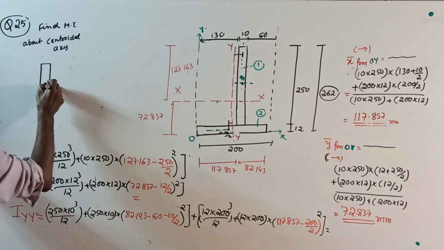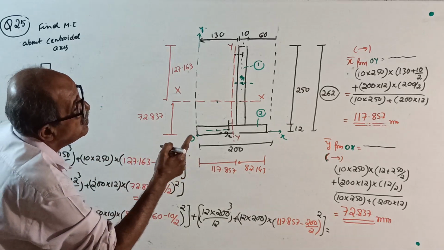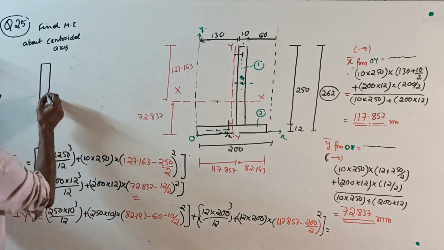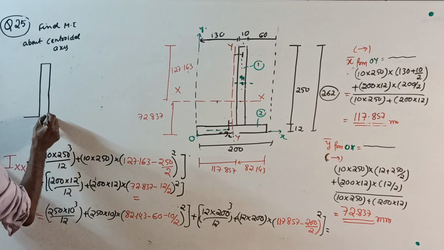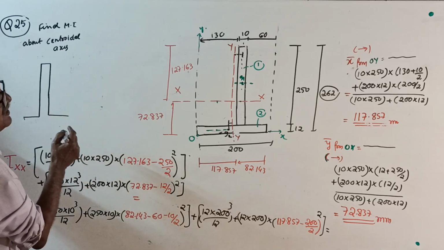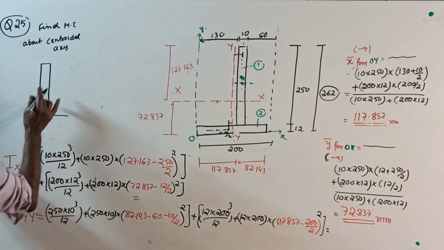Symmetrical section. I noted down somewhere there 10, 200, 100. Because I already prepared the y bar values. This way, 10 and 16.